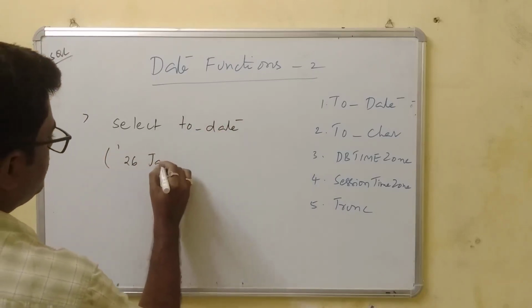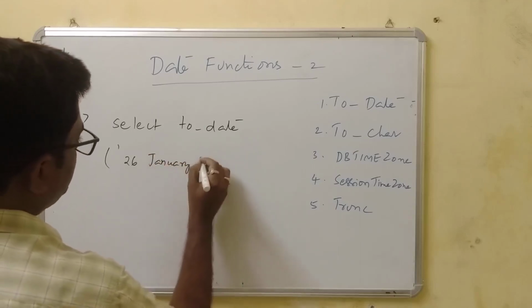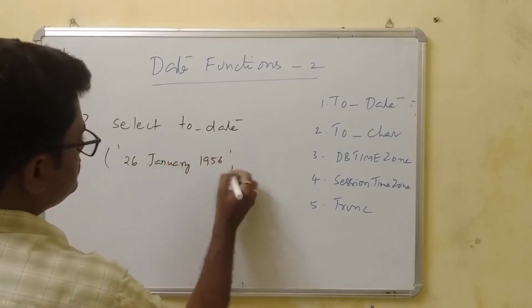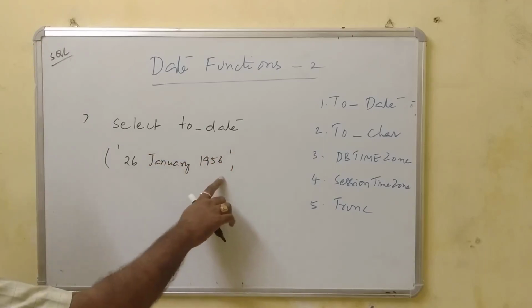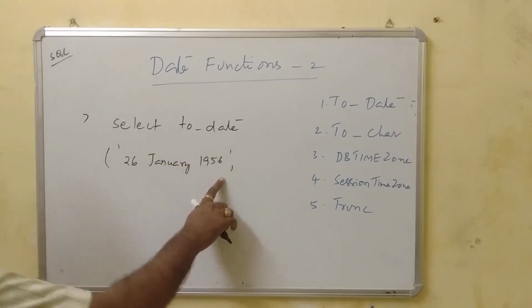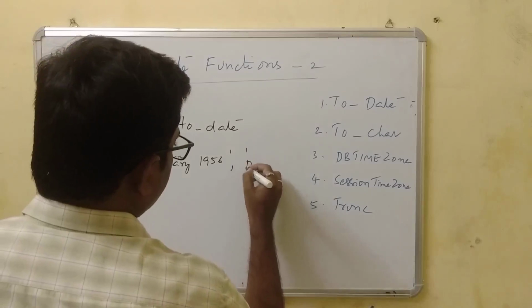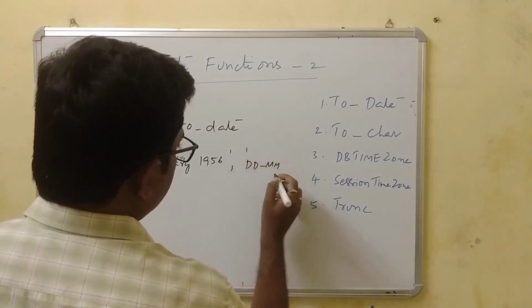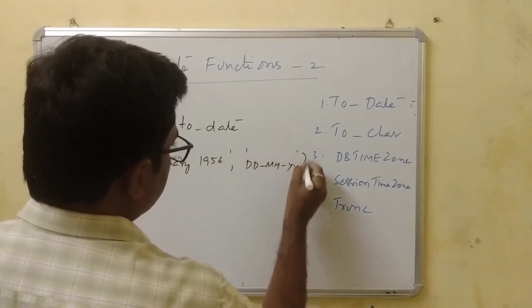26 January 1956, right? So this is one input we are passing, and now we want to print it in the format of date, ddmmyy from dual.